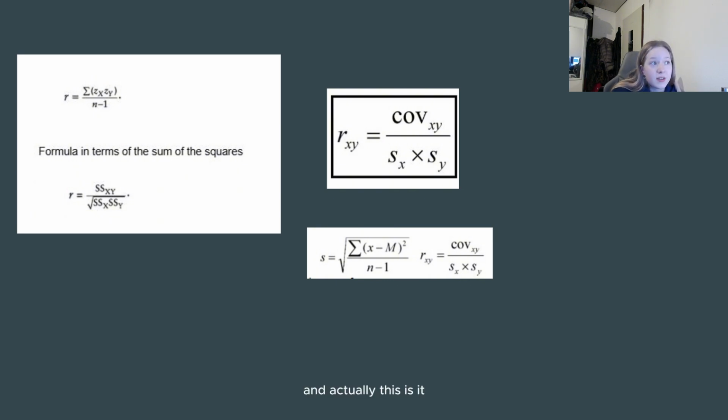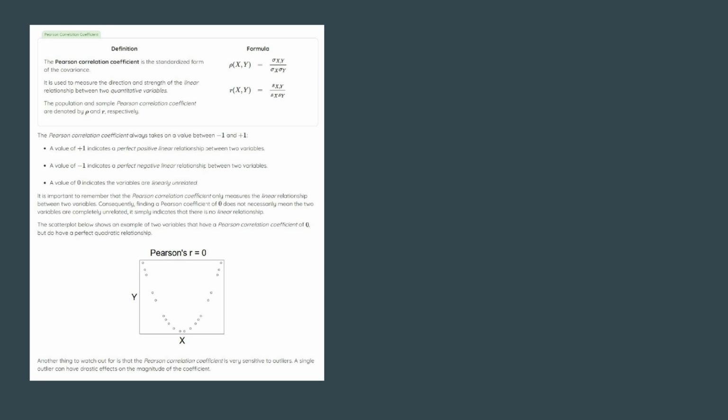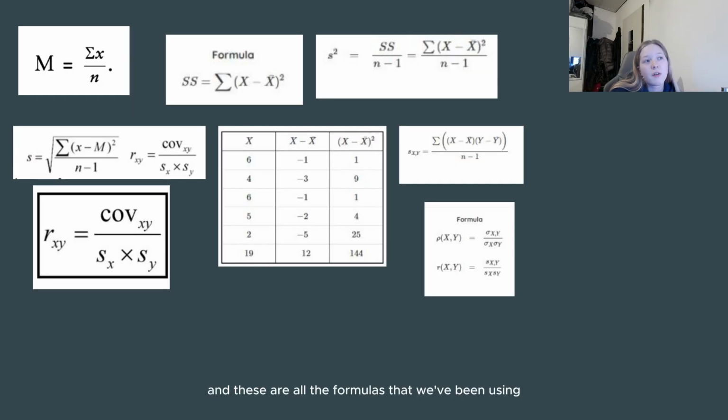And actually, this is it. Everything else you can find in the document, and these are all the formulas that we've been using for now and that we might need in the closest times.